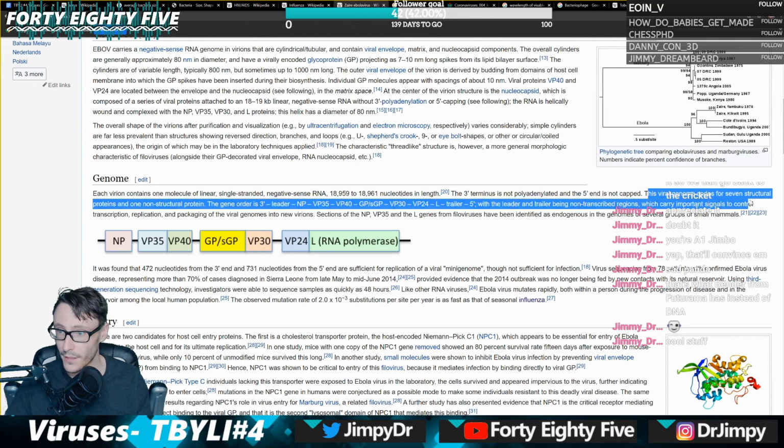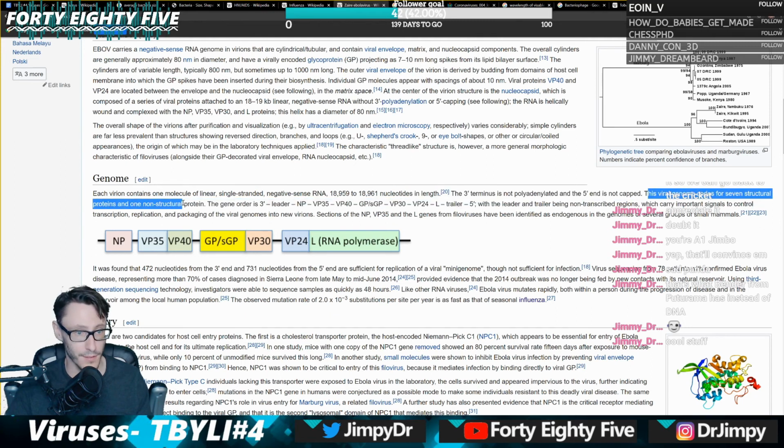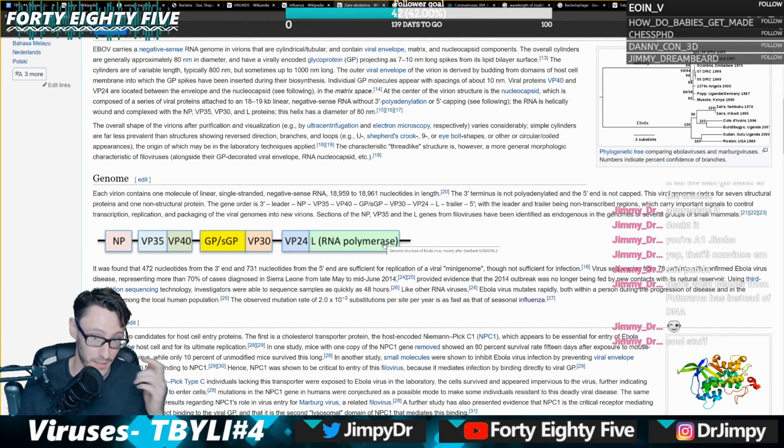The polyadenylated viral genome codes for 7 structural proteins and 1 non-structural protein. So 7 of these proteins that are produced are just to make the capsid proteins that encompass it. 1 is an RNA polymerase, that's to replicate the genome, because we don't have RNA polymerases in our cells, so it takes it with it, makes it itself.